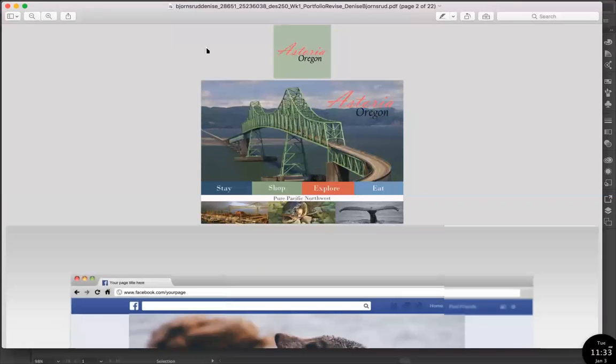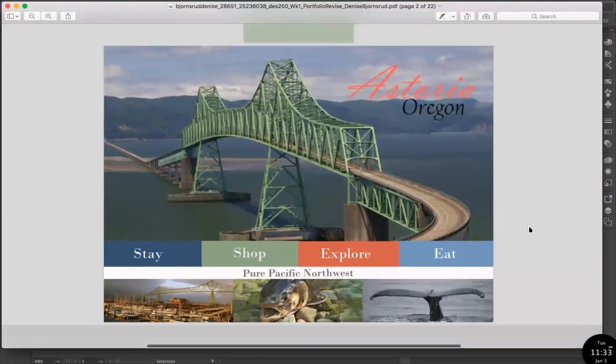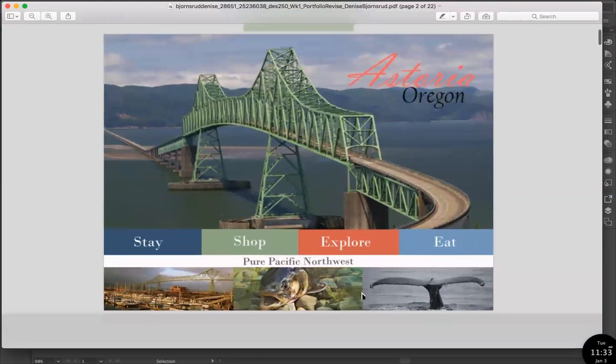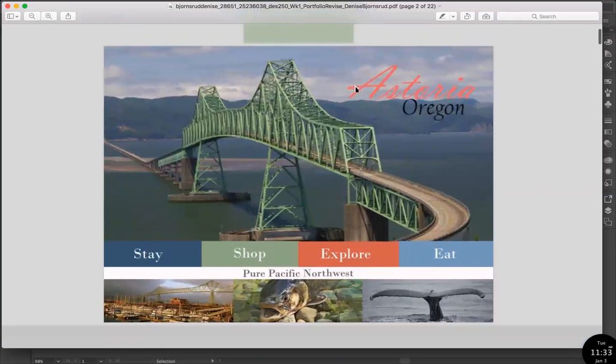Okay, so next, we're going to look at Denise's here. All right. So, very nice image. I like your color palette there. And all the imagery is very nice there. The one thing I would say is this Astoria is getting lost in that background. There's just not enough contrast, particularly over here. It's not as bad as where it starts, but over here it starts to really blend into there.